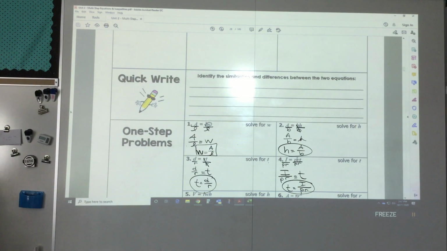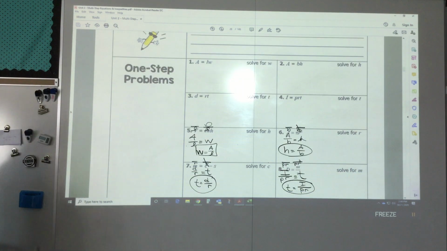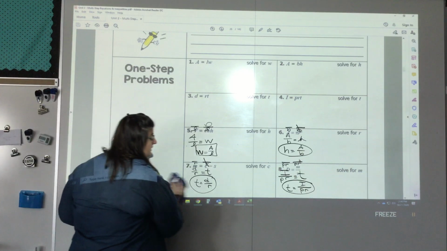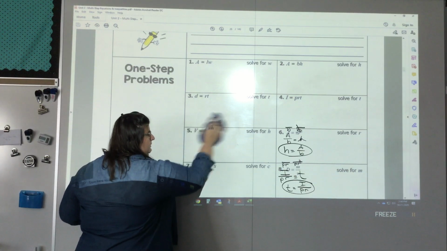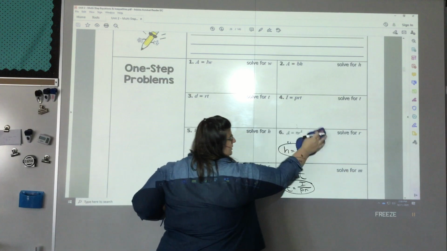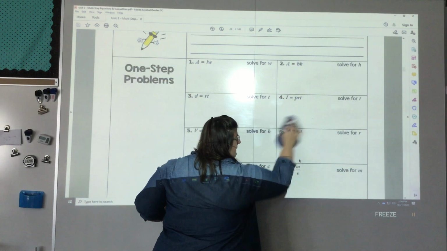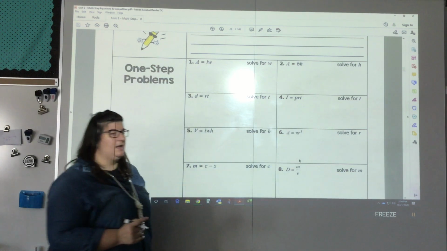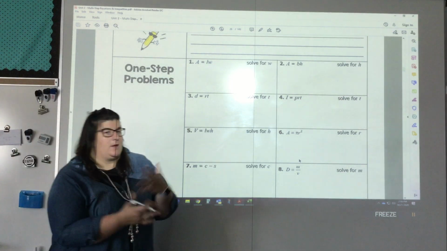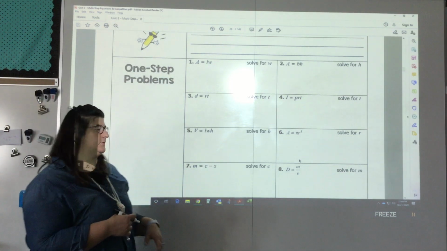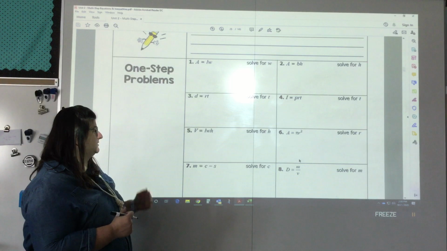Let's look at the last 4 on this paper. Again, this is going to feel uncomfortable. It's going to look weird because we're used to having a number solution, so like our variable equaling one number. A literal equation, it's going to equal multiple variables doing different operations.